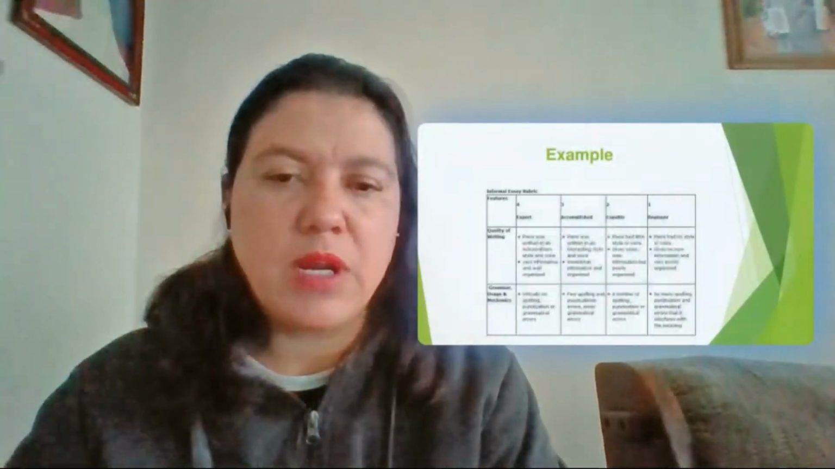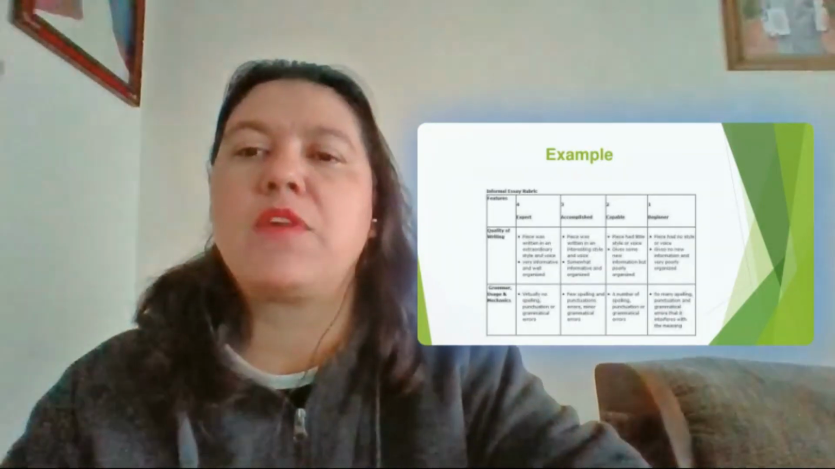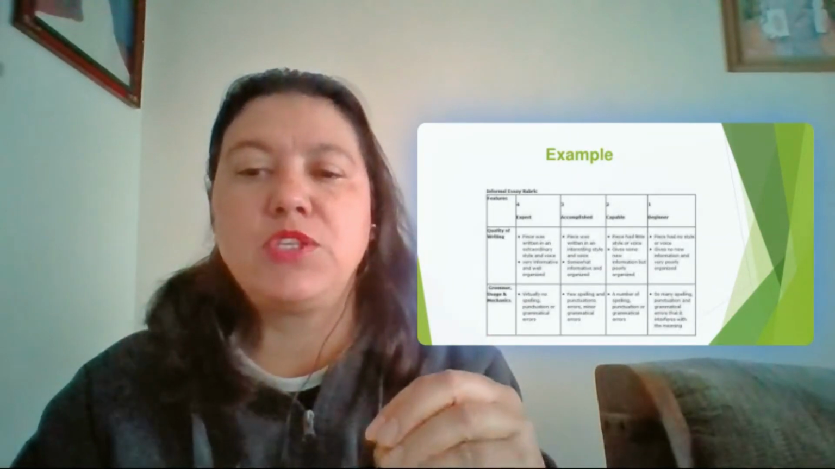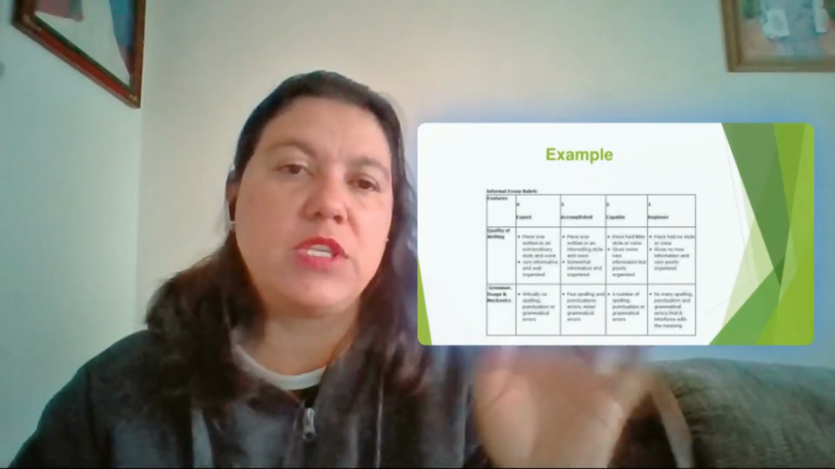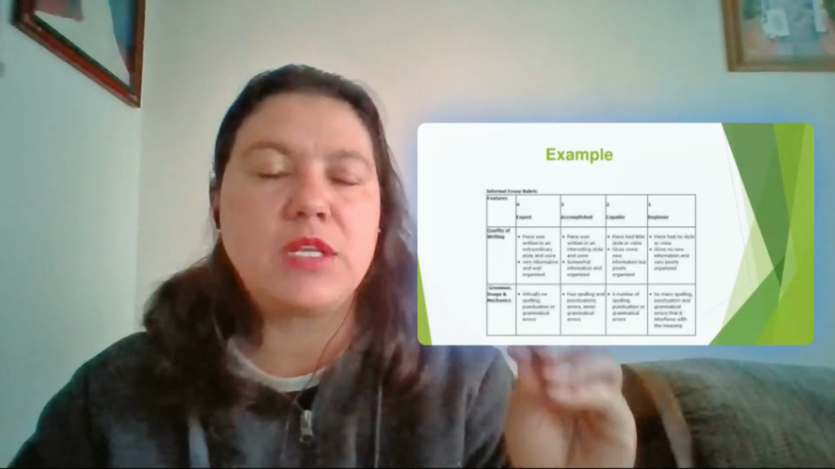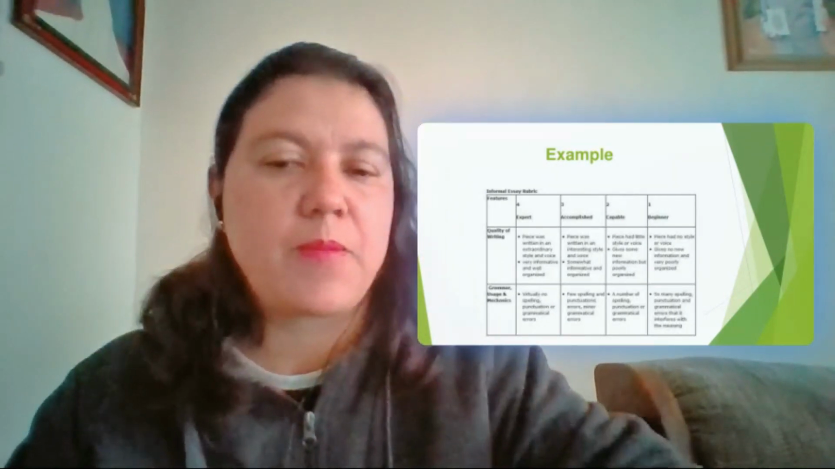Then you have here an example. This is for evaluating an essay, right? So we have the features, what you are checking: quality of writing, grammar usage, and mechanics. We have here the 1, 2, 3, 4 score, and obviously the description for each point we are checking.